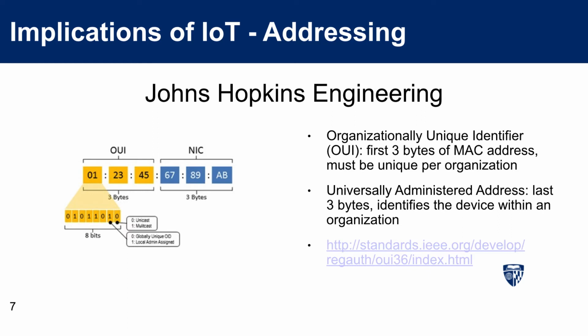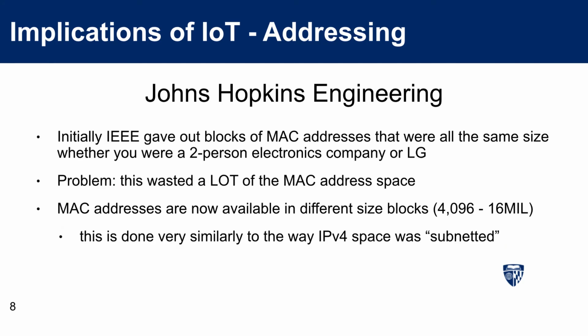So the problem is, similar to IP addresses, that as we put more and more devices onto the Internet of Things, we're also at risk of running out of MAC addresses. The solution to this was not to increase the MAC address space, because it is fairly large, but to fix a problem in the way that the MAC addresses were given out.